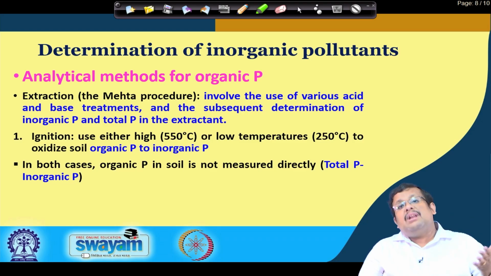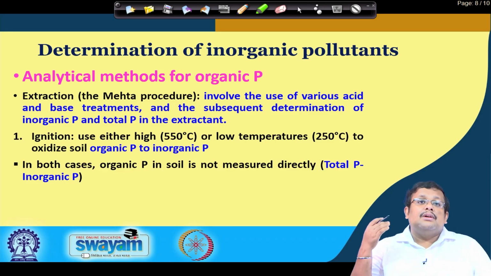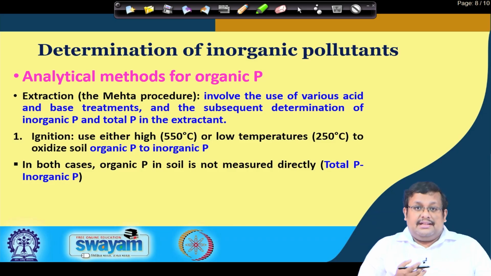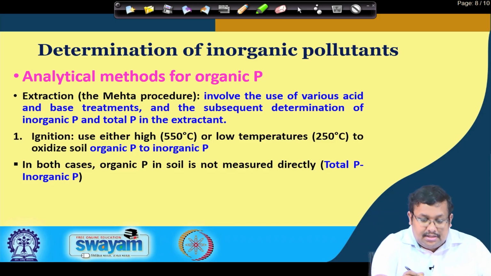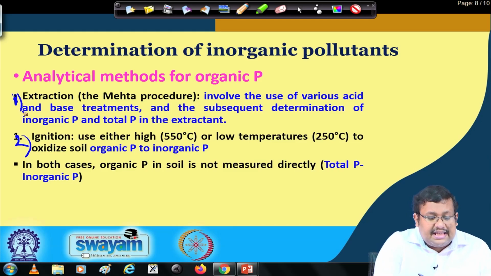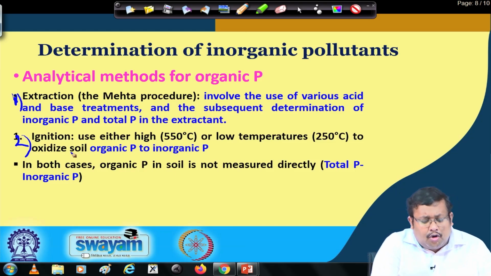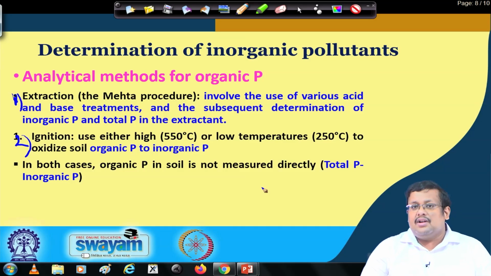So, what about organic phosphorus? Organic phosphorus is also very important. There are two methods for measurement of organic phosphorus. The first method is known as the extraction or Mehta procedure, and the second method is known as the ignition procedure. One thing is clear: both of these methods do not directly measure the organic phosphorus, they measure it indirectly.